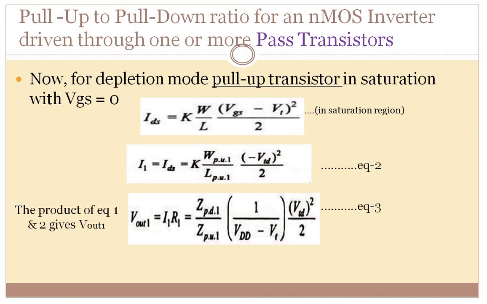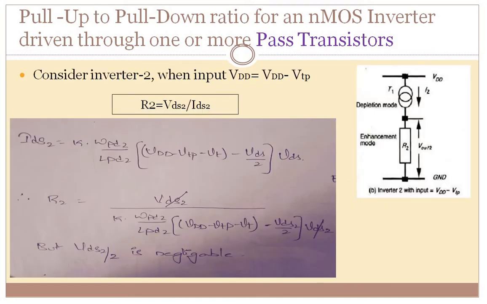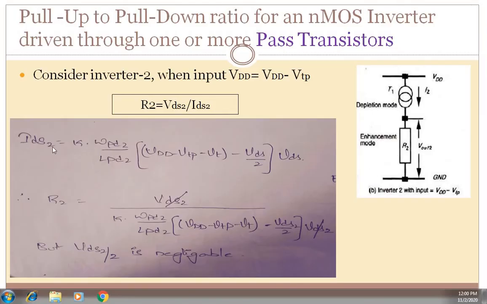This has to be passed through the pass transistors and then given to your inverter 2 as the input. Correct? This is the output voltage of your inverter 1. This was up to your inverter 1. Now we have to consider your inverter 2. Same as before, in inverter 2 also I am considering the transistor as the current source, and as it is in the resistive region, I am giving it the R2 value. Now what is IDS2?